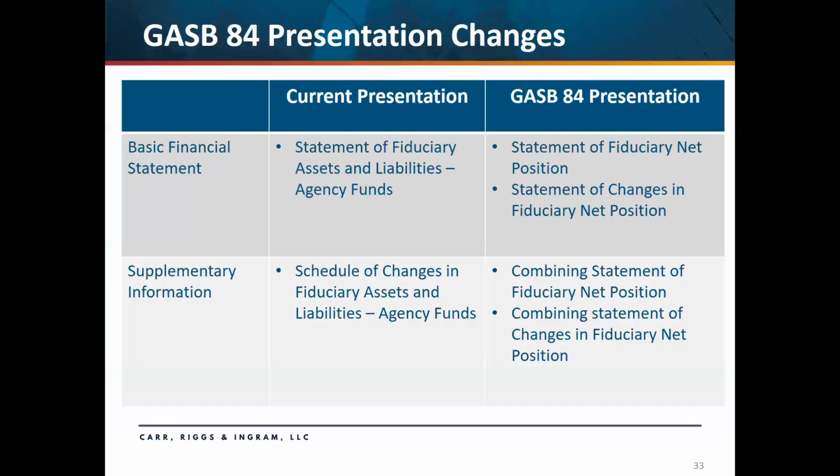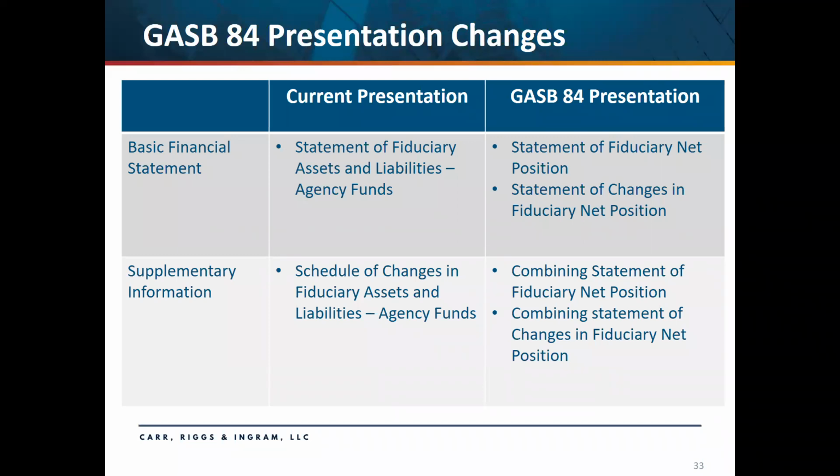Okay, so currently, our presentation is in the basic financial statements. You've got a statement of fiduciary assets and liabilities, which is an agency fund. So your assets and your liabilities are the same and they equal each other. There's no net position or anything like that. And then you have a supplementary schedule, the schedule of changes in fiduciary assets and liabilities. So that's going to basically be your additions and your deletions of all of those different categories, which are going to tie to that statement of assets and liabilities part of the basic.